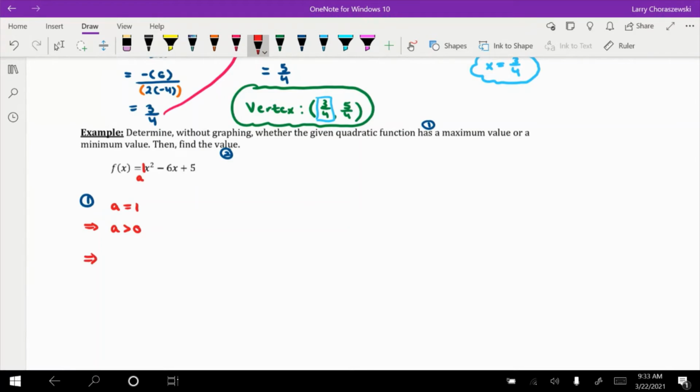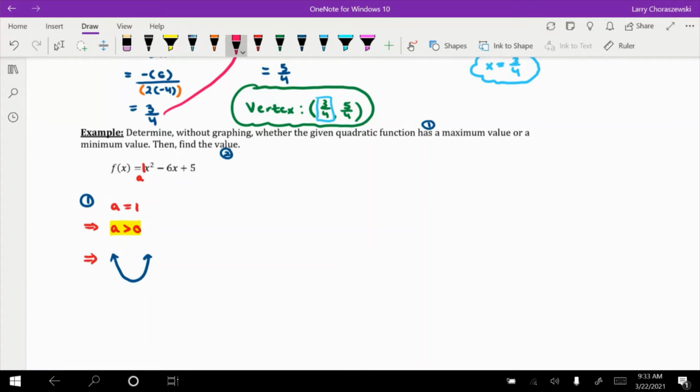So what would that mean about a parabola? Would that be a parabola that opens up or opens down? Right. So anytime your value of a is greater than 0, your parabola is going to be a parabola that opens up, or in other words, is concave up.